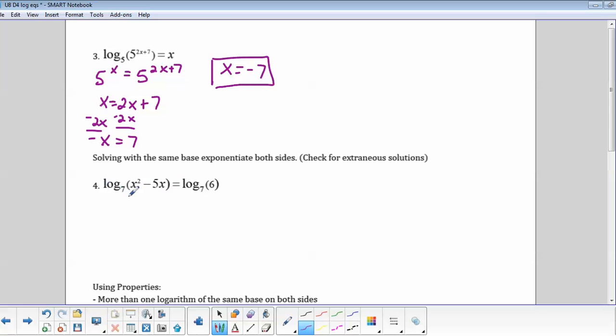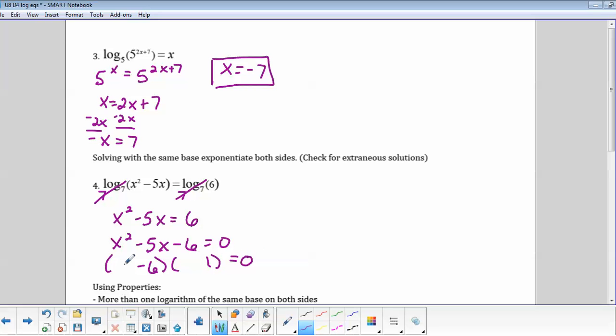And if you have log base 7 on both sides, you can raise 7 to the log base 7, so you can exponentiate both sides and cancel them. So you get x squared minus 5x equals 6. And to solve a quadratic, you need to make one side 0. And the numbers that multiply to negative 6 and add to negative 5 are negative 6 and positive 1. So x minus 6, x plus 1. So you have x minus 6 equals 0, x plus 1 equals 0, and that gives you 6 and negative 1.